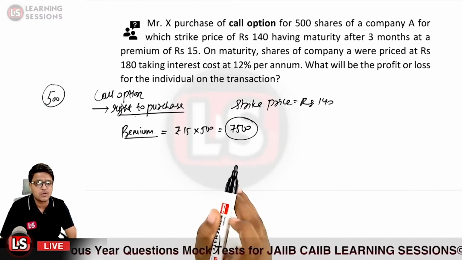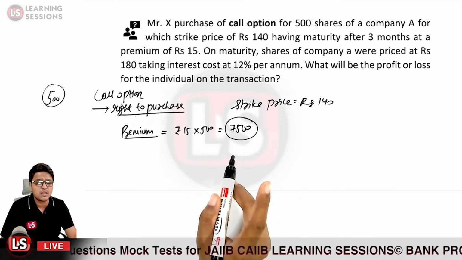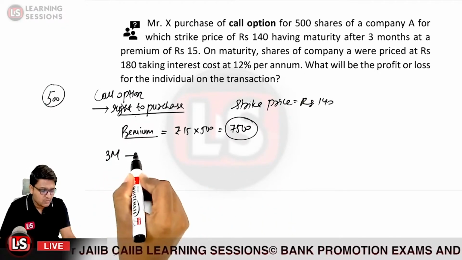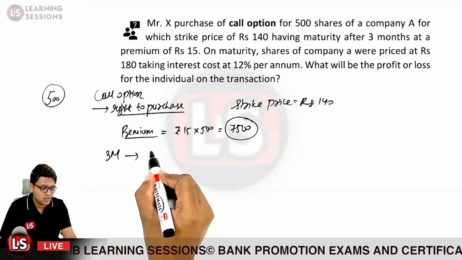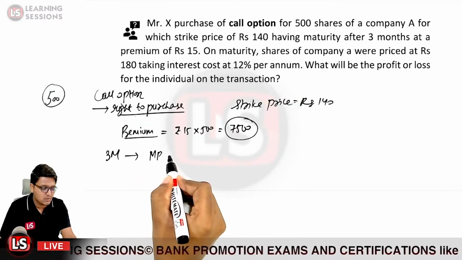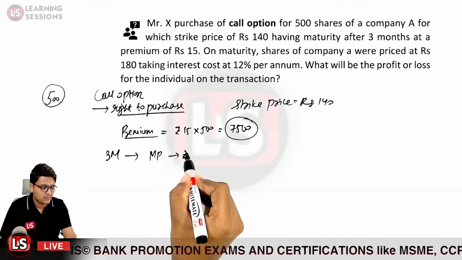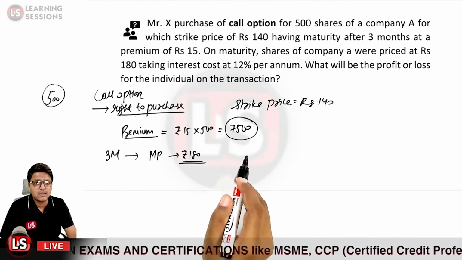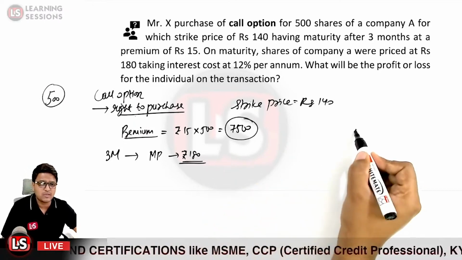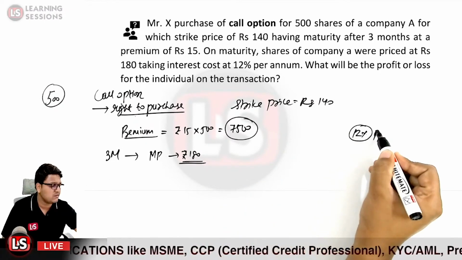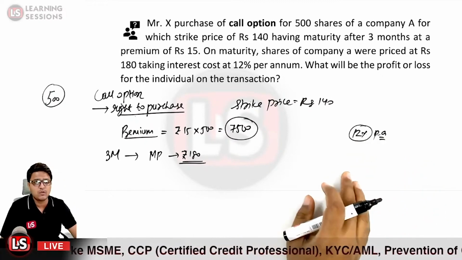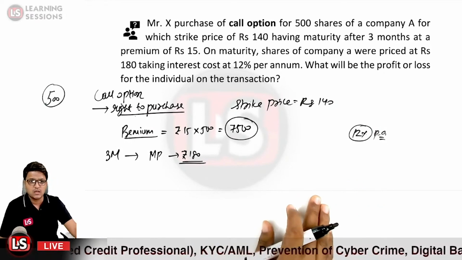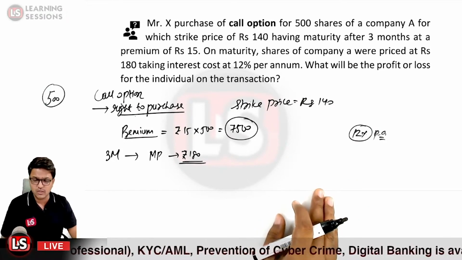And further, on maturity, shares of the company were priced at rupees 180. So on the maturity date, after the 3 months, the market price is rupees 180. And further the interest cost is given to be 12% per annum. What will be the profit or loss for the individual on the transaction?